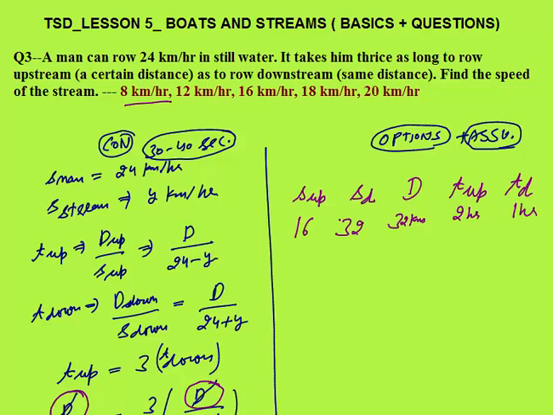Now what was the question? Question says that time upstream is 3 times the time downstream. So this condition does not satisfy. This is not our answer. First option is not our answer. This is cross. Second option, try 12.